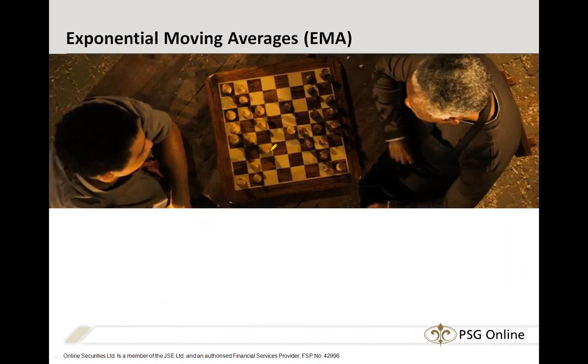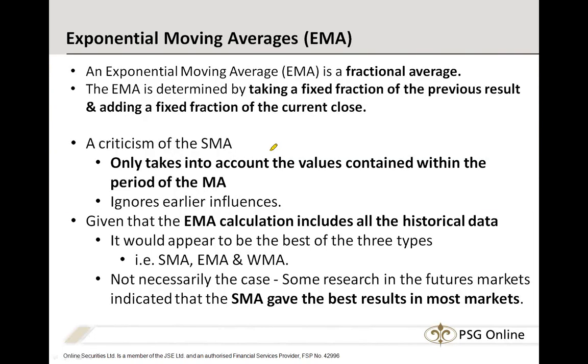That's a simple moving average. It's just taking the last 25 days of data, adding up the 25 days and dividing by the period, and then moving along. That's what's called a moving average. With exponential moving averages, the big difference is it's a fractional average. You're taking a fixed fraction of the previous result and adding that fixed fraction to the current close. So you're multiplying by exponents, giving the latest information more weighting.